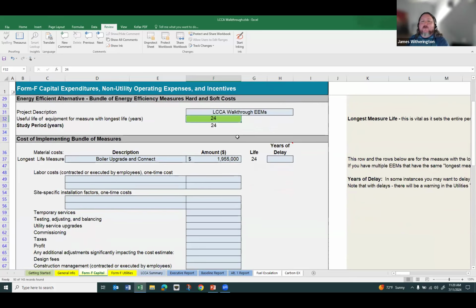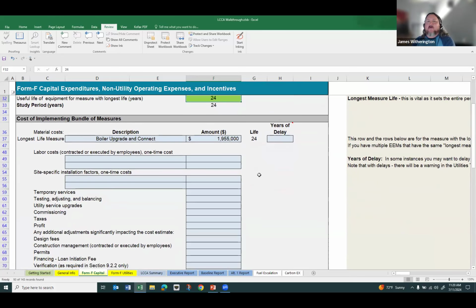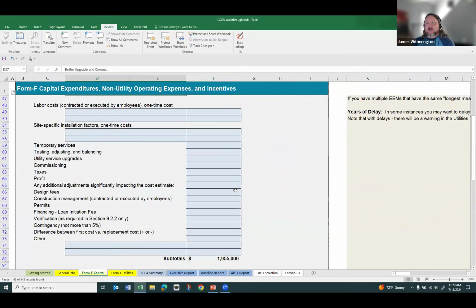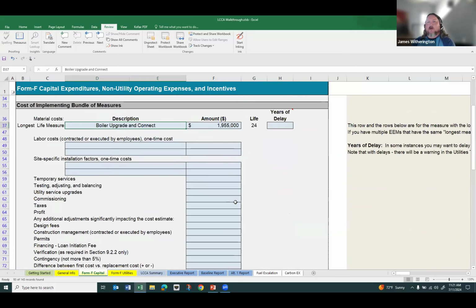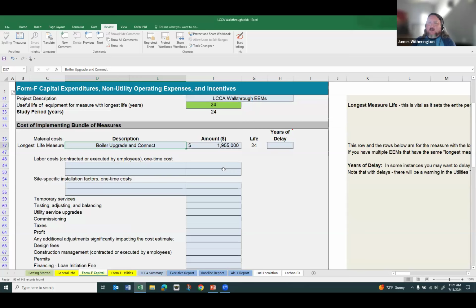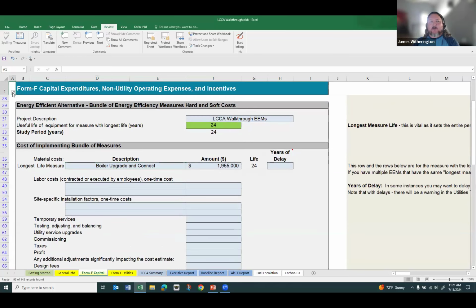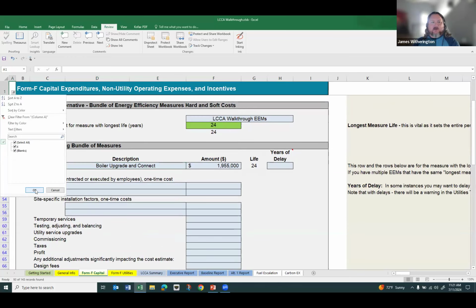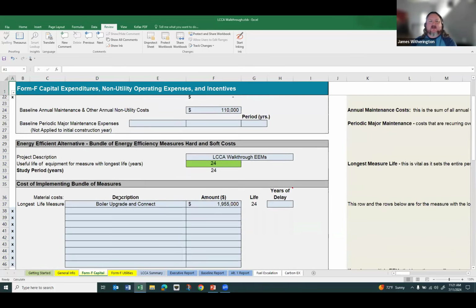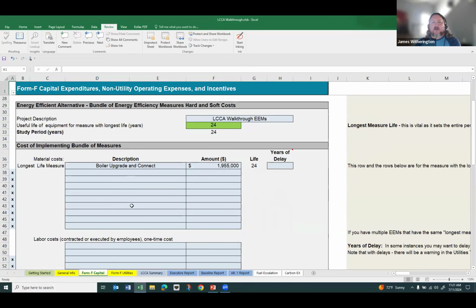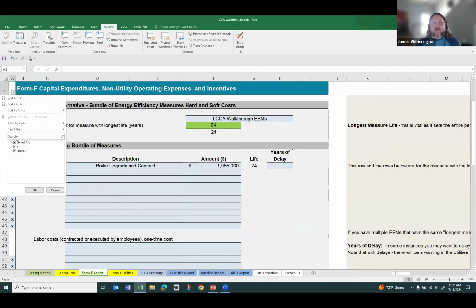And for that EEM, you move into this section, which is a cost of implementing bundle of measures. Please note that this is really intended for your longest life measure. This top section is, and we'll get into the bottom section below. If you have multiple EEMs that have the same measure life and they happen to be the longest measure life, you can roll that up. And going back up here to show you, once again, you can drop this down and it does increase the number of rows that you have for data entry. So again, I'm going to close that.